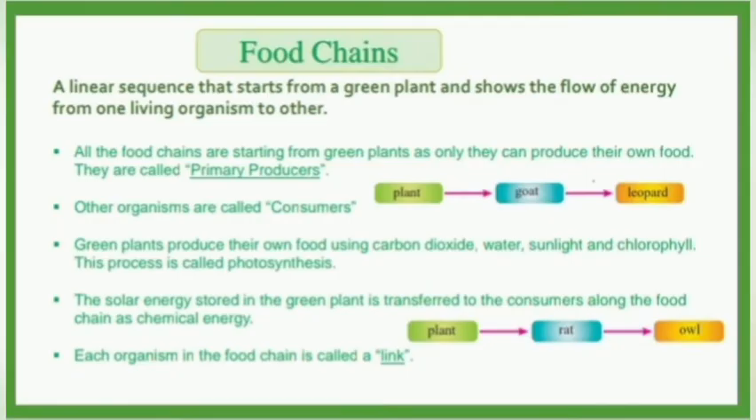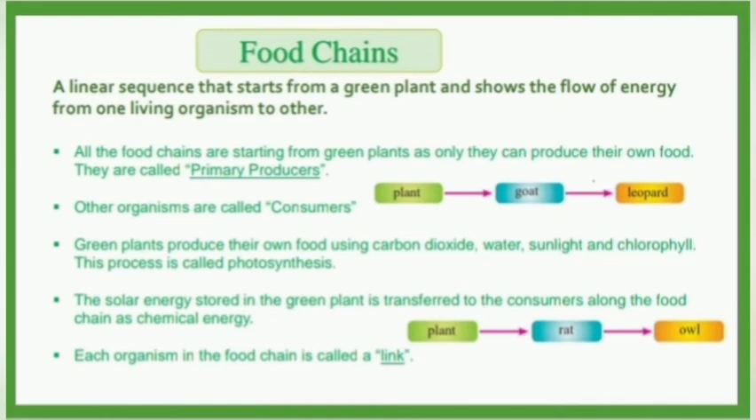What is a food chain? A linear sequence that starts from a green plant and shows the flow of energy from one living organism to another is a food chain. All food chains start from green plants, as only they can produce their own food. They are called primary producers. Other organisms are called consumers.